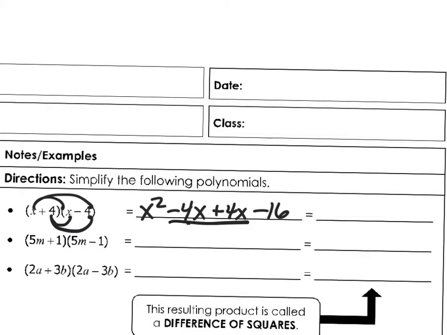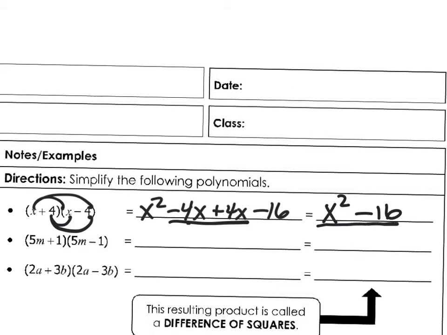Combine your like terms, and you get x squared. -4x plus 4x cancels out, and then minus 16. All right, so it's basically the answer you get when you distribute. However, when you notice this type of problem, you can see that it's a difference of squares.